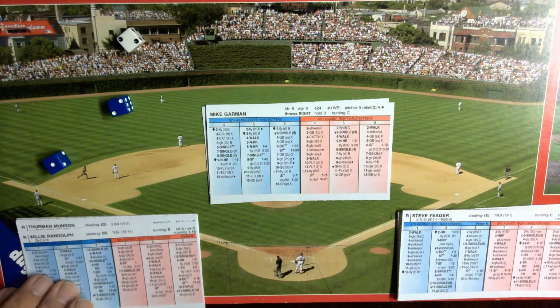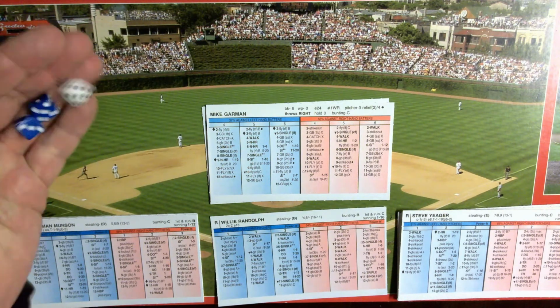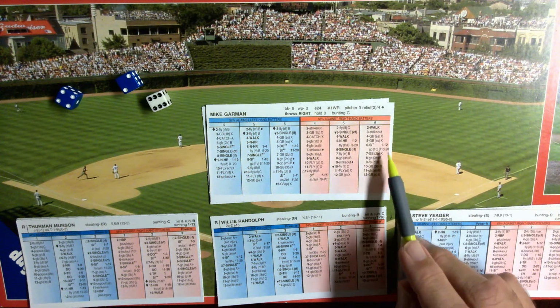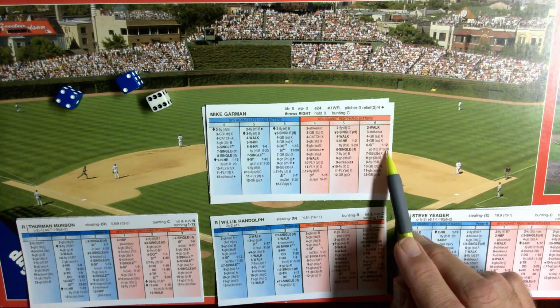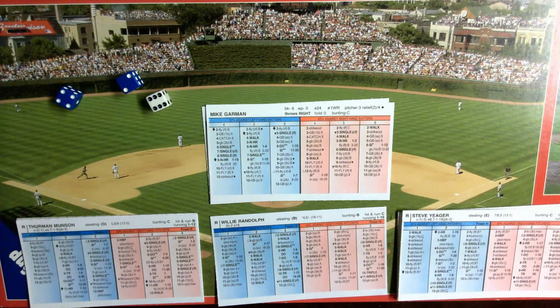Willie Randolph is up next. It's a 6 and a 6 against a right-handed batter. 6 and a 6 is a single, 1 to 12. Ground ball, first base B, 13 to 20. That's a 19. So that's a put out, 3 to 1 for the second out of the inning.